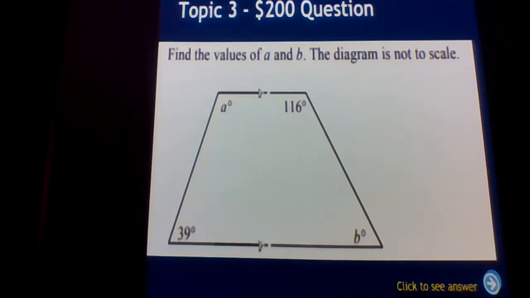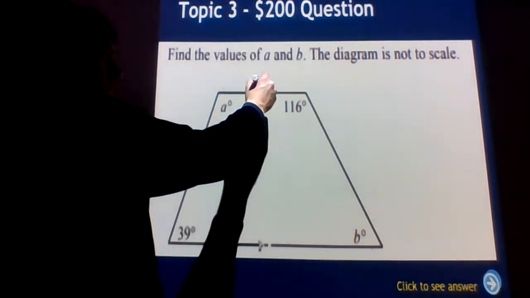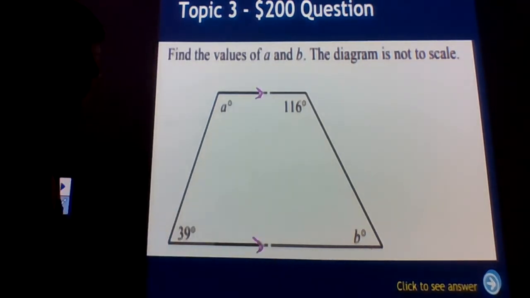Okay, find the values of A and B. Okay, the diagram is not to scale. So the only property we know for trapezoids, so they're kind of blurry, but we have 2 arrows here showing us we have 1 pair of parallel sides, so it's a trapezoid. And the only property we have is that consecutive angles between the parallel sides are supplementary.